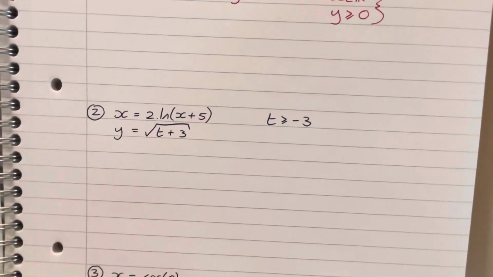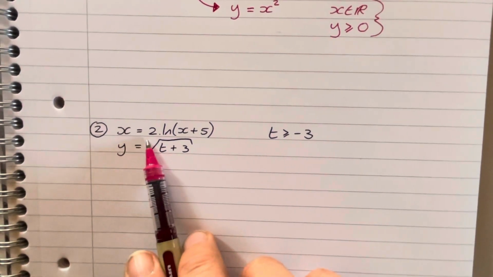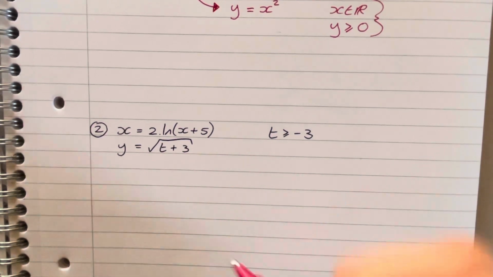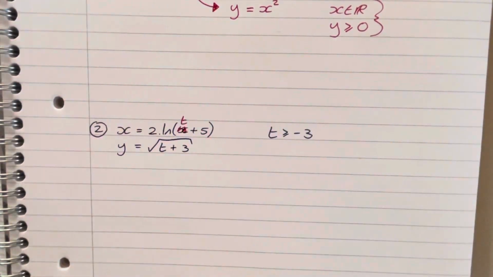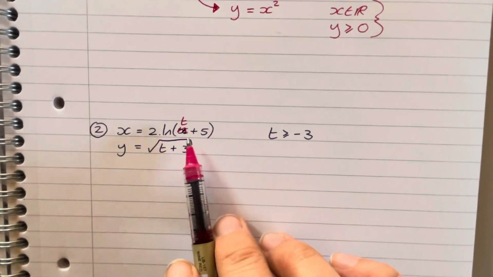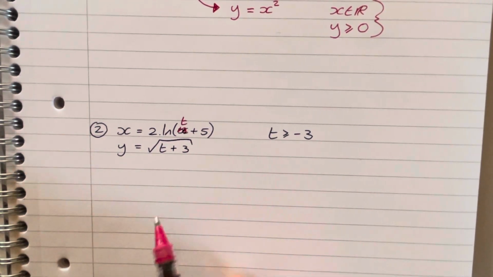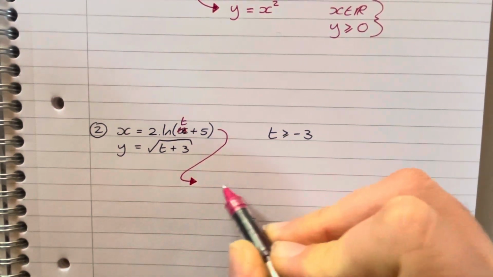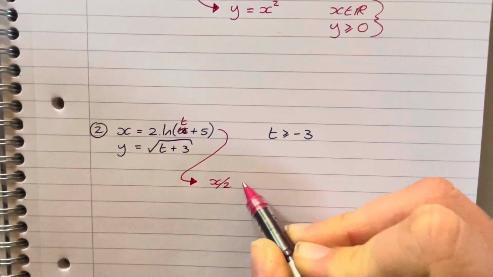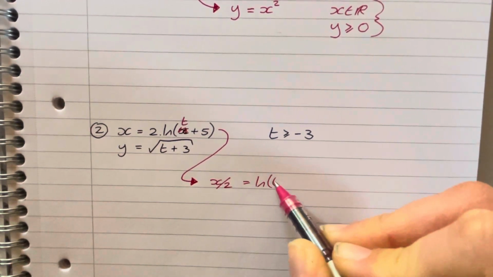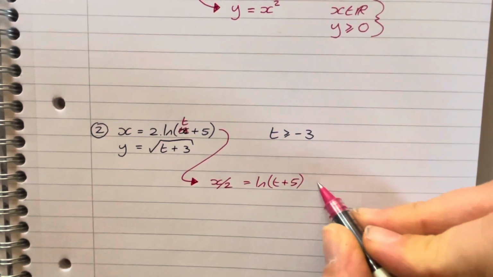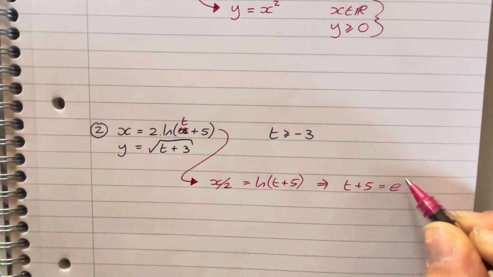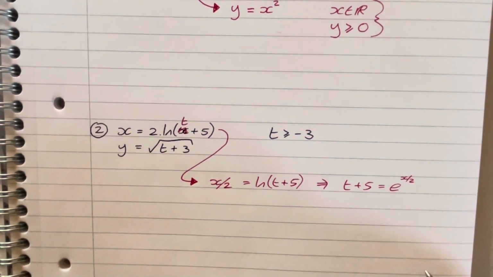Example number 2, a bit more interesting now. x equals 2 times the natural log of t plus 5, and y equals the square root of t plus 3. Sorry, that should be a t. That's a mistake on my part. What we're going to do is find the Cartesian equation of this curve by eliminating t. I'm going to take the definition here of x, and say x on 2 is equal to the natural log of t plus 5. Raise both sides as a power of e, so that's t plus 5 equals the natural base exponential to the power x over 2.